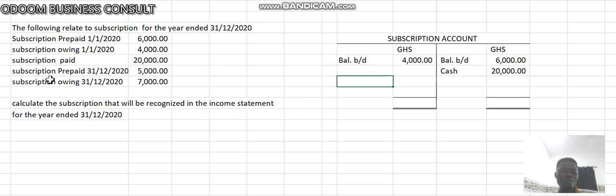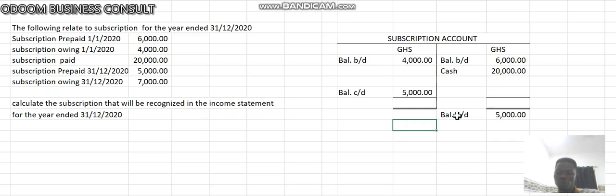So this subscription prepaid of 5,000 is a liability, right? So once it's a liability, the balance brought down will come here when the account is balanced off. The balance brought down will come here as what? 5,000. But the carry down will come here, right? The carry down will come to the debit side. The carry down comes to the debit side, which is 5,000.